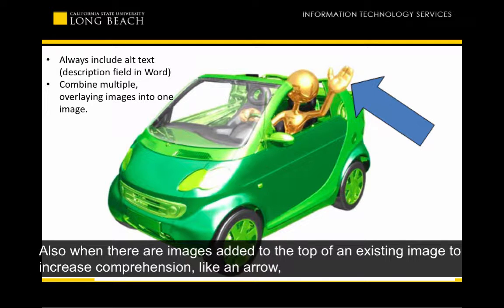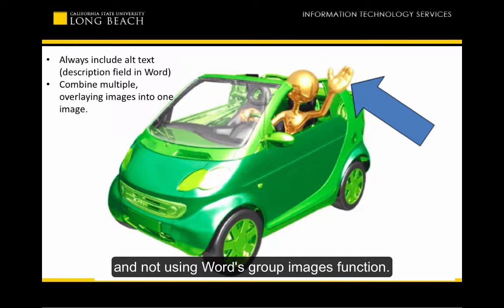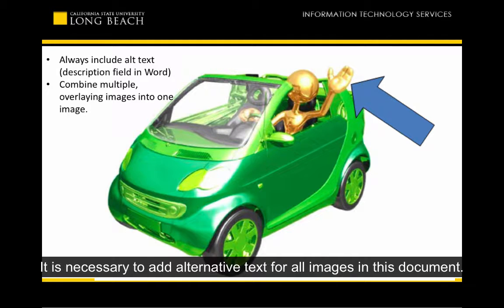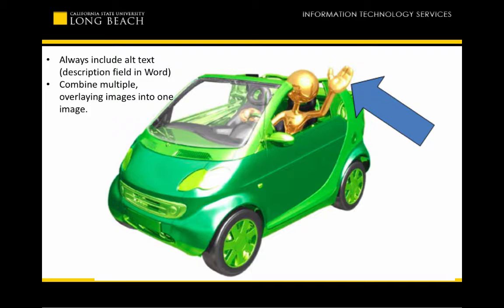Also, when there are images added on top of an existing image to increase comprehension, like an arrow, the images should be converted into one single image, not multiple images, and not using Word's group images function. It is necessary to add alternative text for all images in this document. The alternative text is read by screen readers and is also seen on mouseovers for web images.